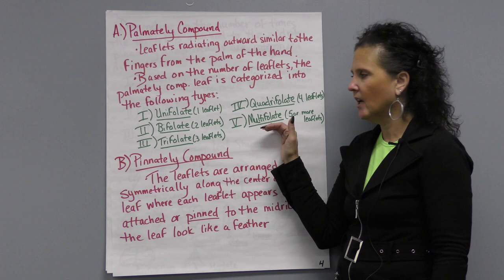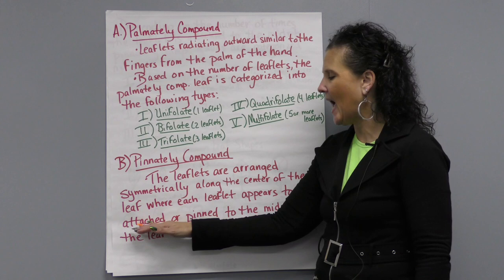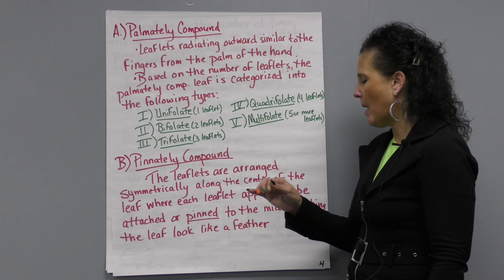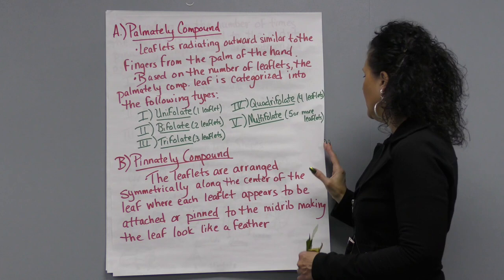Then if we look at pinnately compound leaves, which is another type of compound leaf, the leaflets are arranged symmetrically along the center of the leaf where each leaflet appears to be attached or pinned. They look pinned to that mid-vein or the mid-rib that makes the leaf look like a feather. So we get palmately from being shaped like your palm and pinnately from the leaves looking pinned, like you would close pin something on the lawn. The leaflets look pinned to the mid-vein.